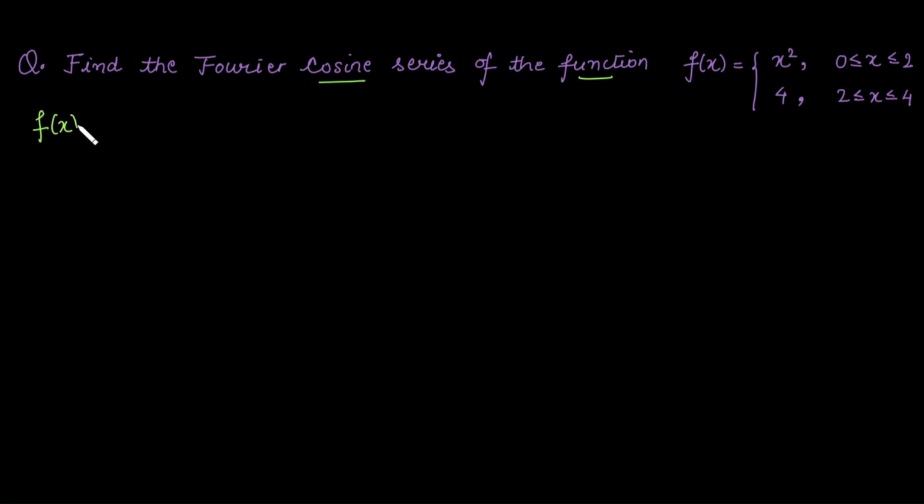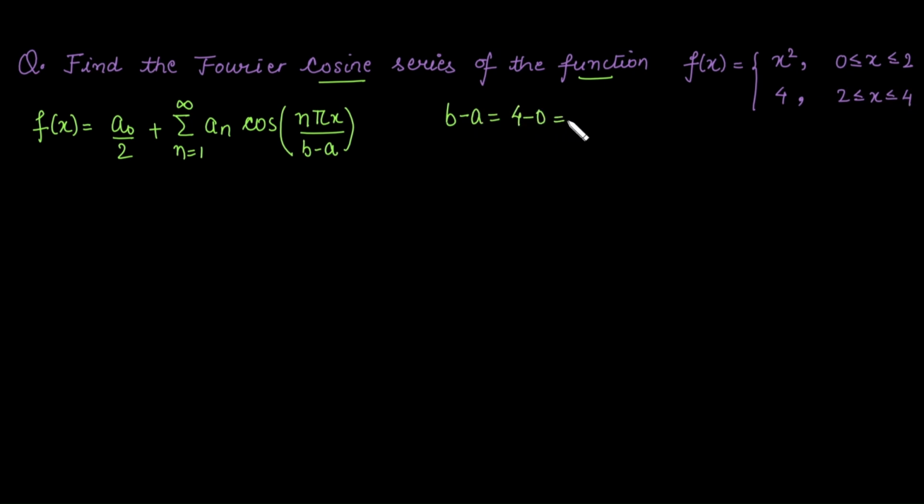So the Fourier series is evaluated as a0 by 2 plus summation n from 1 to infinity an cos of, rather than writing 2, we will write n pi x because it is a half range series, divided by the length of the interval. Now what is the length of the interval? B minus A. So the overall interval is 0 to 4. So we can write 4 minus 0 is equal to 4.